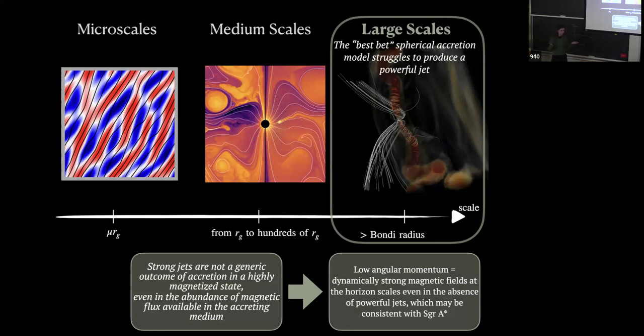And observationally, this should predict, in the low angular momentum state, strong magnetic fields even in the absence of powerful jets, which may be consistent with Sagittarius A star.